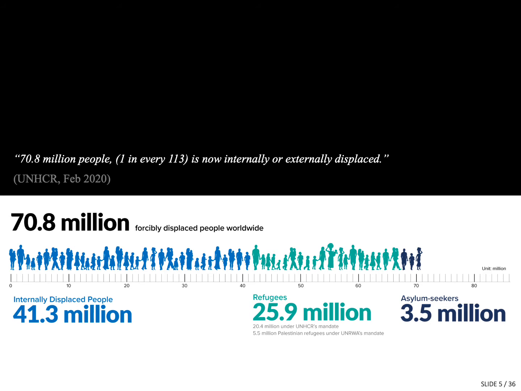To give a general background, this is the number of displaced people presently. 70.8 million people, according to UNHCR, are now internally or externally displaced. That is a pretty huge number, so we can have a fair idea about the potential of the problem.